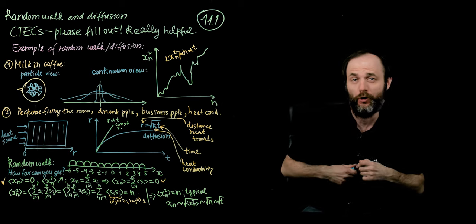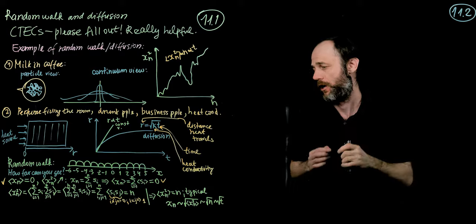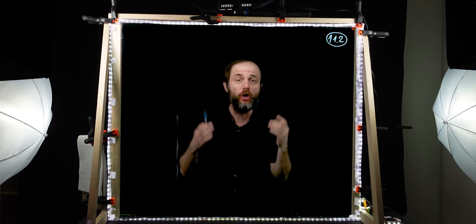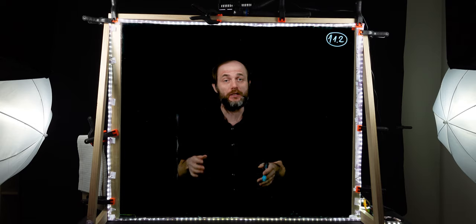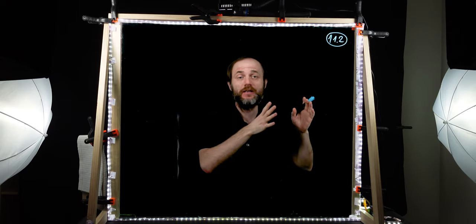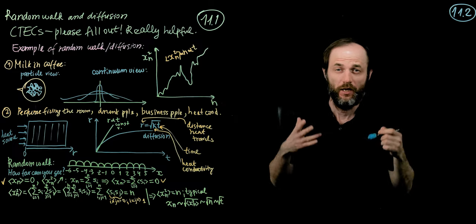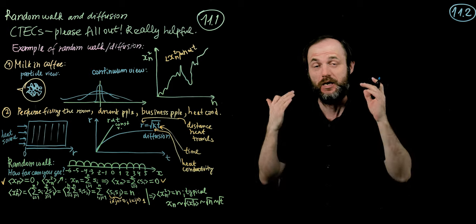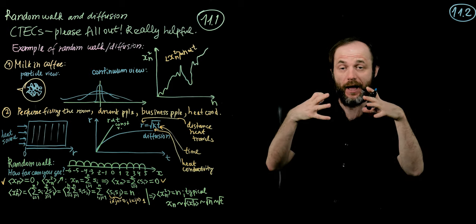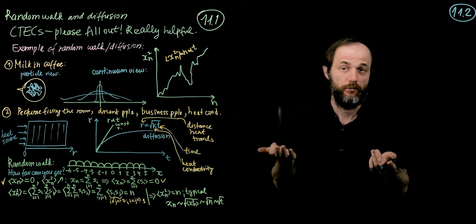Hello, and welcome to part 2 of our lecture 11, where we actually are going to make a more direct connection between a random walk and a diffusive process. Here is how we're going to do it. So suppose that we have a one-dimensional system, and we would like to understand how molecules would move along this system.